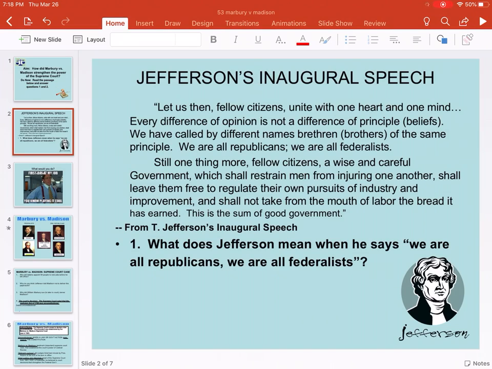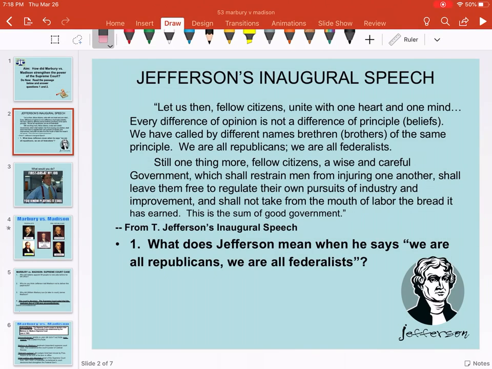Jefferson's inaugural speech. Let us then, fellow citizens, unite with one heart and one mind. Every difference of opinion is not a difference in principle. We have called by different names brethren of the same principle. We are all Republicans. We are all Federalists. Still one thing more, fellow citizens, a wise and careful government, which shall restrain men from injuring one another, shall leave them free to regulate their own pursuits of industry and improvement, and shall not take from the mouth of labor the bread it has earned. This is the sum of good government.